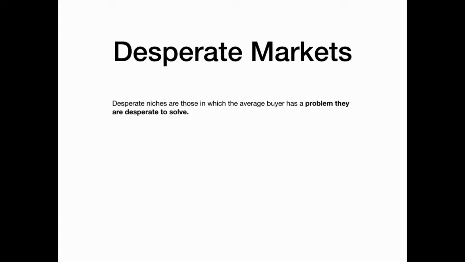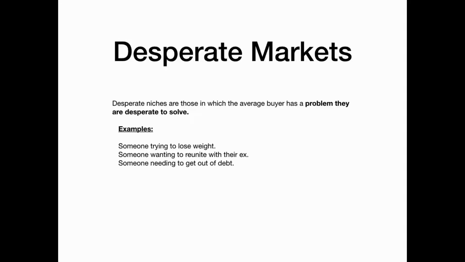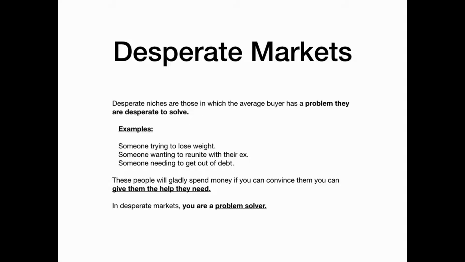Desperate markets. These are niches that involve average buyers that have a problem that they are desperate to solve. Examples would be someone trying to lose weight or get back with their ex, or someone needing to get out of debt. These people will gladly spend money if you can convince them that you can give them the help they need in solving their problem. In desperate markets, you are a problem solver.